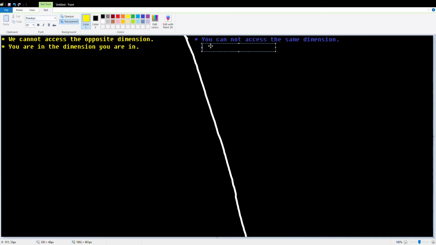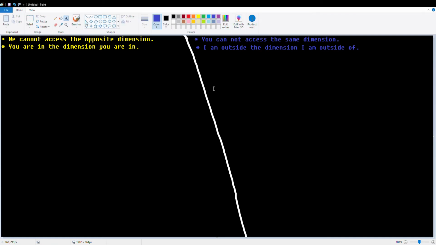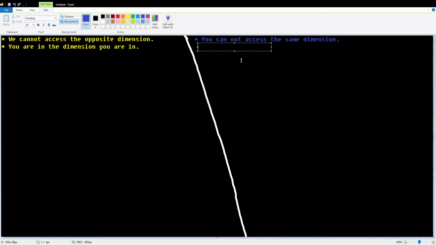So that means that in the opposite dimension, I am outside the dimension I am outside of. Now, wait a second. These are the same thing. So that means that actually we can't just reverse every phrase within a sentence. We can't just reverse all the meanings within a sentence. We need to actually reverse only the meaning of the sentence as a whole, and not just every little bit of the sentence, because then we just end up with the same thing. Like if you say, I ain't got no chicken nuggets, that means you do have chicken nuggets, because you do not have no chicken nuggets. Does that make sense?